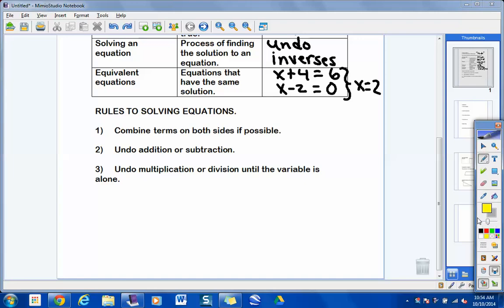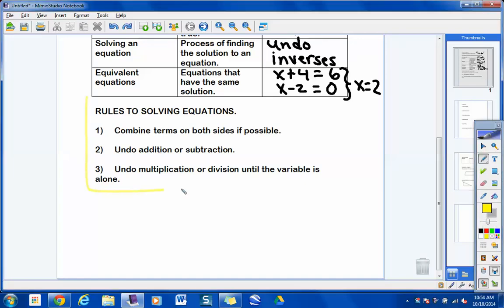Rules to solving equations. What's the first thing it says to do? Combine terms on both sides if possible. When I say combine terms, I'm talking about combining like terms.